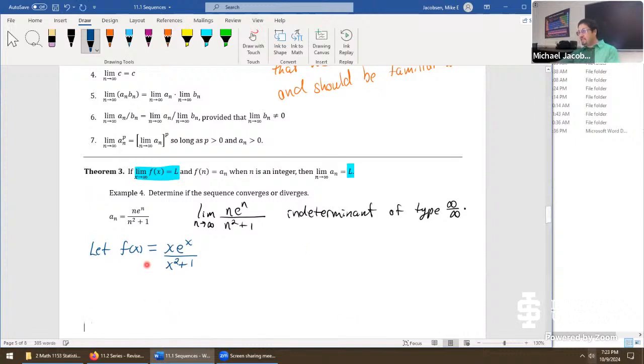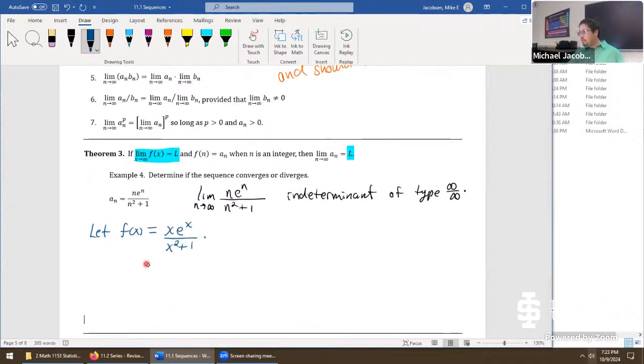But let's write this out. We define a new function. Because we want to determine if a sequence converges or diverges, the only limit we care about with this function is the limit as x goes to infinity of x e to the x divided by x squared plus 1. This one is also indeterminate of type infinity over infinity, so L'Hopital's rule would work.